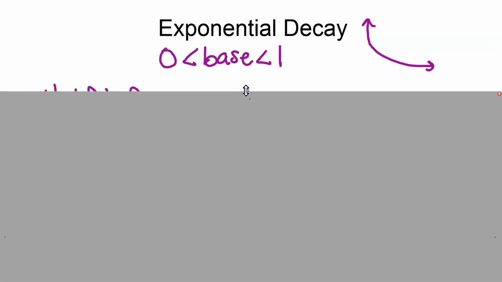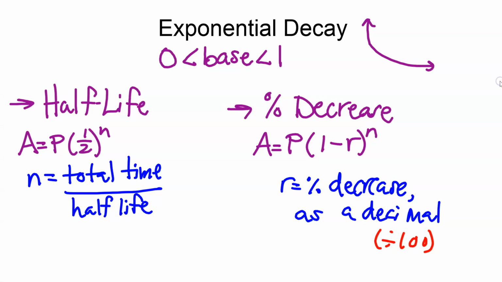Exponential decay, when we looked at those, is when your base is between 0 and 1, so it's either a fraction or a decimal between 0 and 1, and the graph goes down to the right this time. So it starts off really big and then gets smaller. Our two types of questions here were half-life and percent decrease.